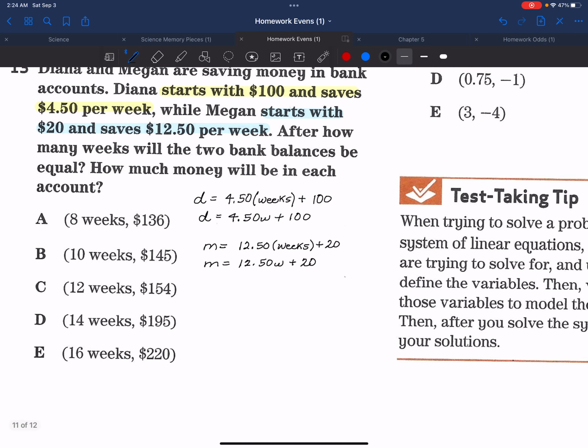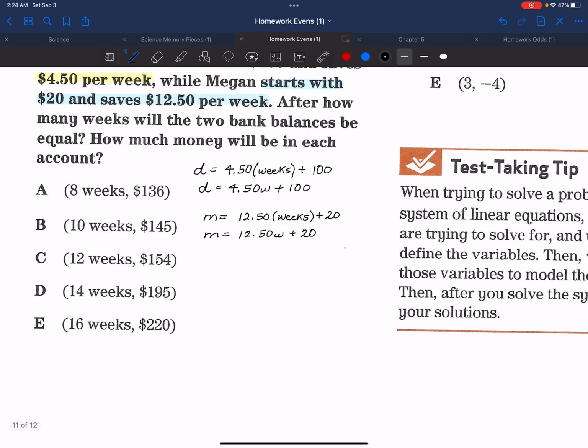And then to see when they will be equal, we just need to set the equations equal. So 4.50W plus 100 equals 12.50W plus 20.